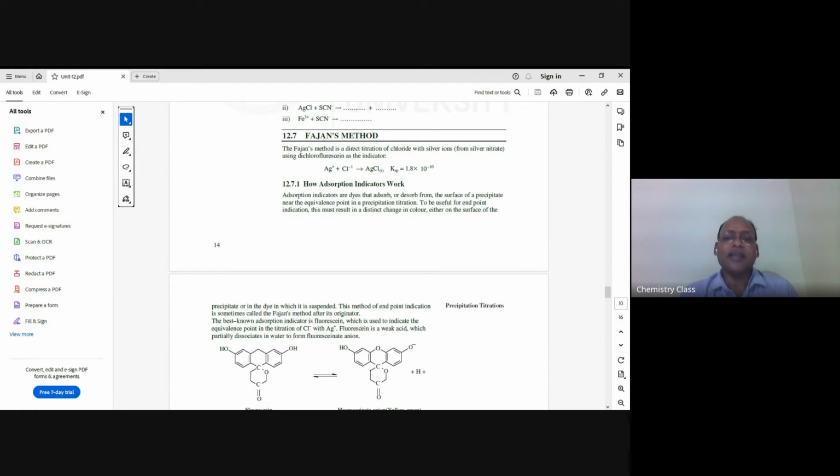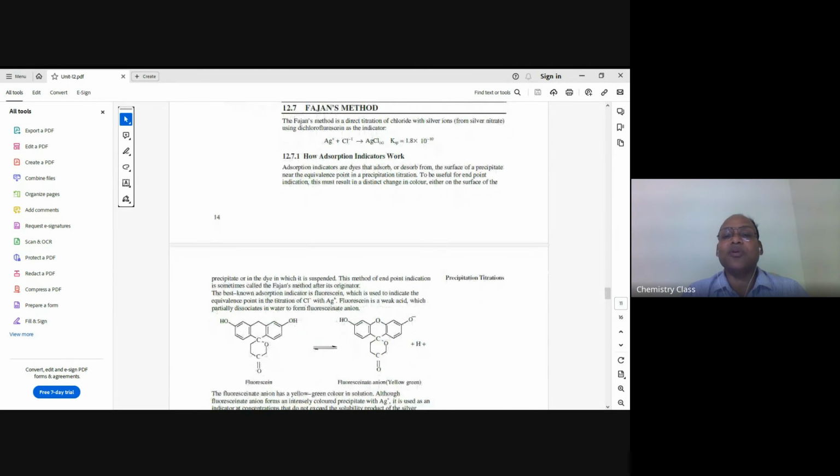So that means in this method, as in the Volhard titration, chloride can be titrated against silver nitrate, but here the chloride is titrated directly with silver ion from silver nitrate using dichlorofluorescein as an indicator. So Ag+ + Cl- gives AgCl, and the Ksp value is 1.8 × 10^-10.